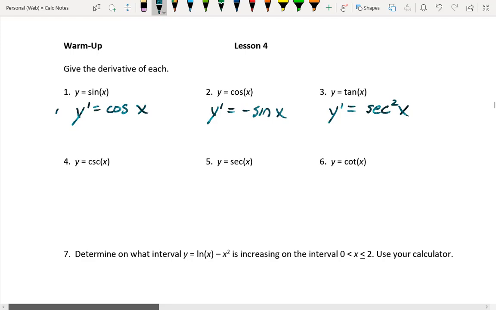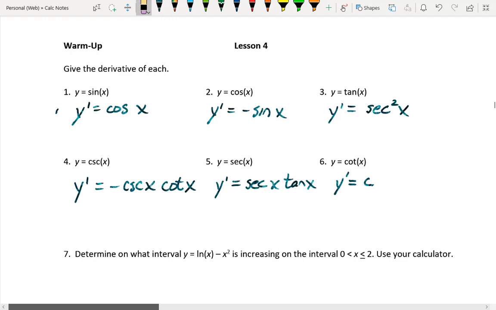The derivative of cosecant is negative cosecant x cotangent x. And the derivative of secant x is secant x tangent x. And the derivative of cotangent is y prime equals... forgot my negative in there. Throw a negative in there. Negative cosecant squared x.